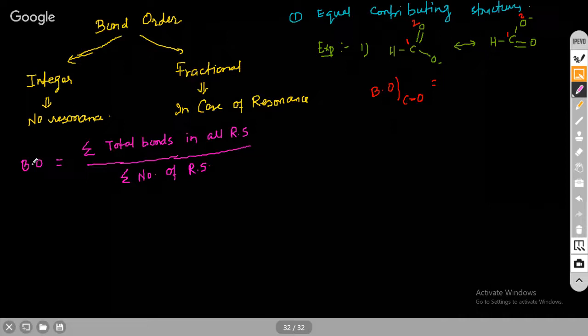Yes, have you seen this formula? Tell me fast. You haven't done this bond order calculation in resonating structures.